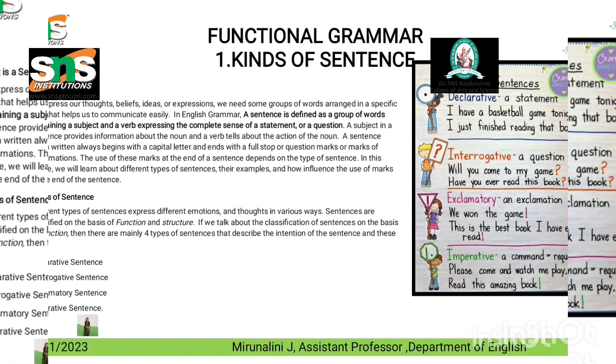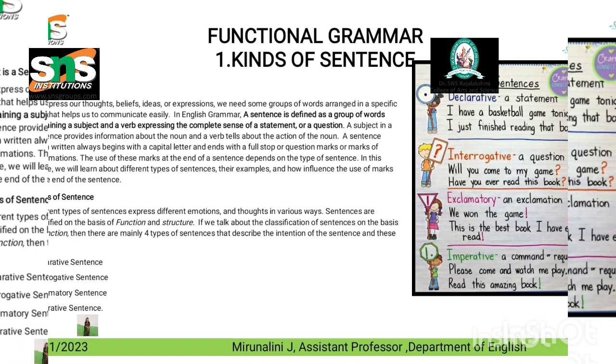A subject in a sentence provides information about a noun and a verb tells about the action of the noun. A sentence, when written, always begins with a capital letter and ends with a full stop or question mark or mark of exclamation. The use of these marks at the end of a sentence depends on the type of sentence. In this article, we learn about the different types of sentence, their examples, and how they influence the use of marks at the end of a sentence. Types of sentence.